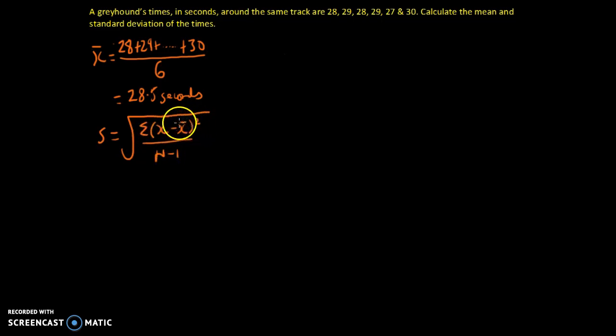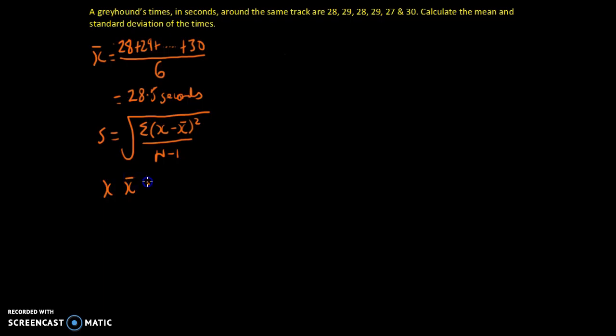Now what we're going to do first is we're going to work out the numerator. This sum of x minus x bar all squared. I'll explain what x and x bar are then. Before I forget, n is the number of pieces of data. So in this case there's 6 times, so n is going to be 6. Back to numerator.